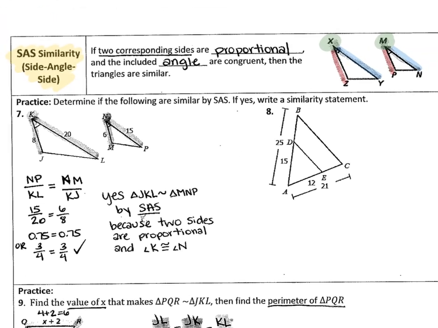So let's look at an example. It says, determine if the following are similar by side, angle, side. If yes, write a similarity statement. Okay, so what Ms. Caldera did is she said, all right, I'm going to look at this and I'm going to highlight NP and KL, the corresponding sides, and I'm going to make them a fraction. I'm looking at the sides that have numbers, essentially. I also have numbers on NM and KJ. So here's NM and here's KJ.